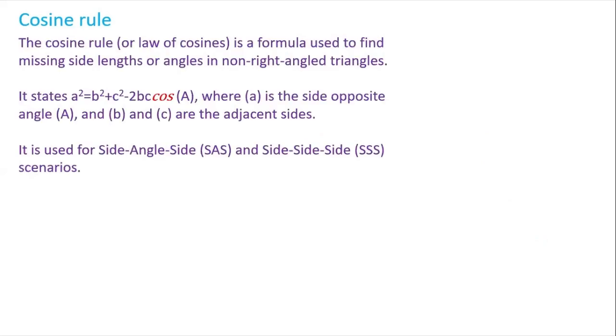The cosine rule, or law of cosines, is a formula used to find missing side lengths or angles in non-right-angled triangles. It states a² = b² + c² − 2bc cos A, where small a is the side opposite angle capital A, and small b and small c are the adjacent sides. It is used for side-angle-side (SAS) and side-side-side (SSS) scenarios.